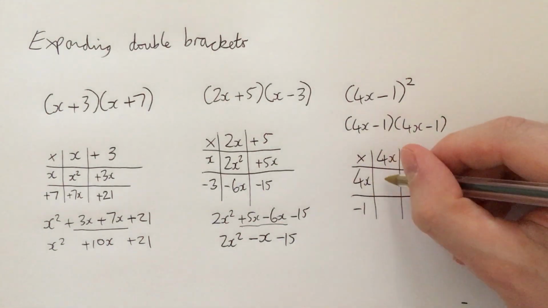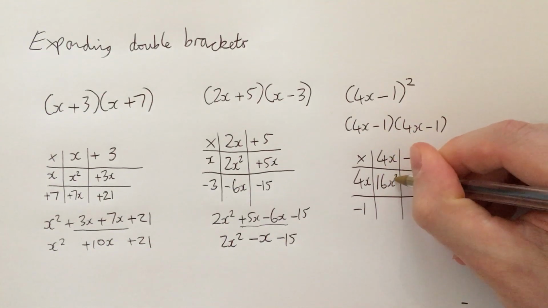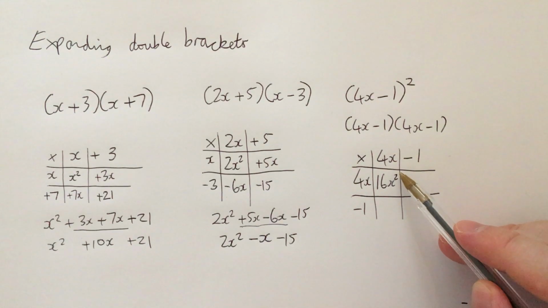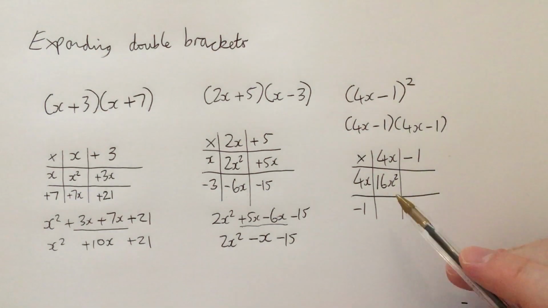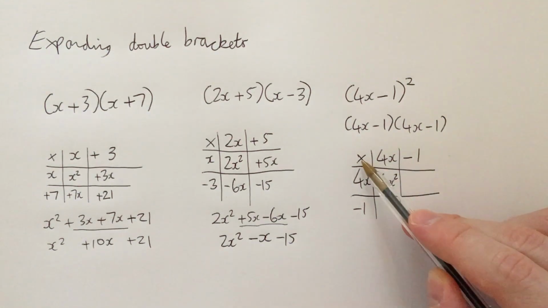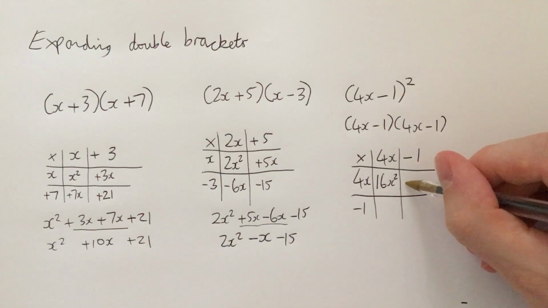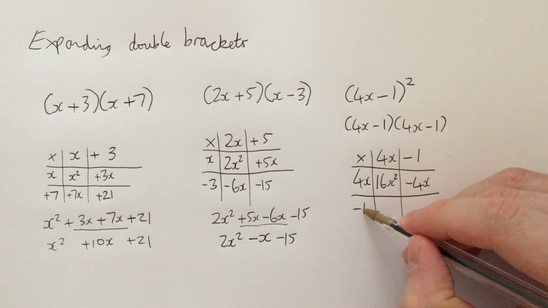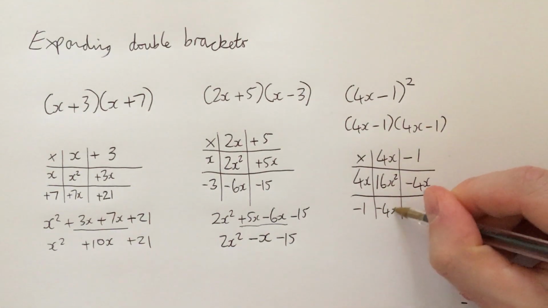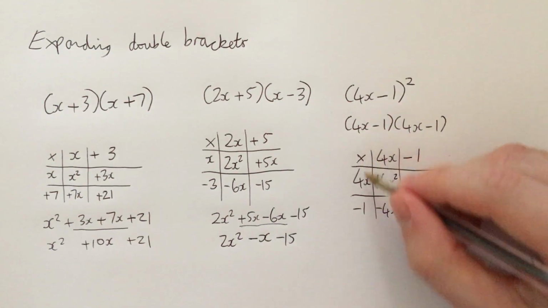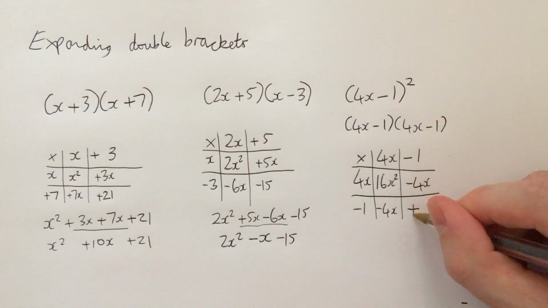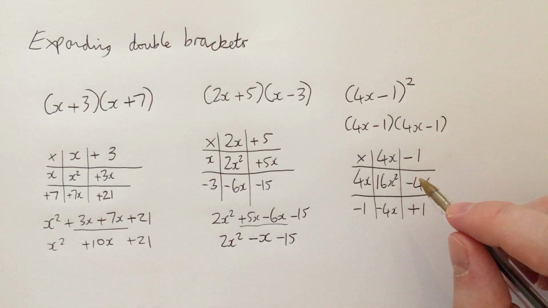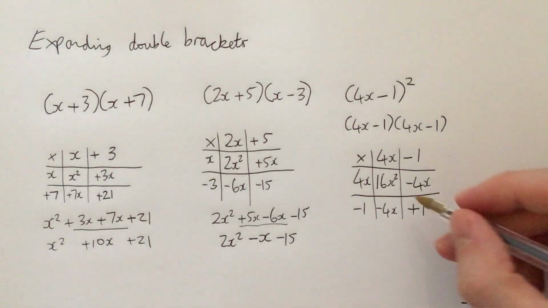4x times 4x is 16x squared. Too many times in the past people leave out the squared. Please do not do that. X times x is still x squared. Negative 1 times by 4x is negative 4x. 4x times by negative 1 is negative 4x. And negative 1 times by negative 1 is positive 1. If you're struggling with these guys, you must look back at your negative and positive understanding.